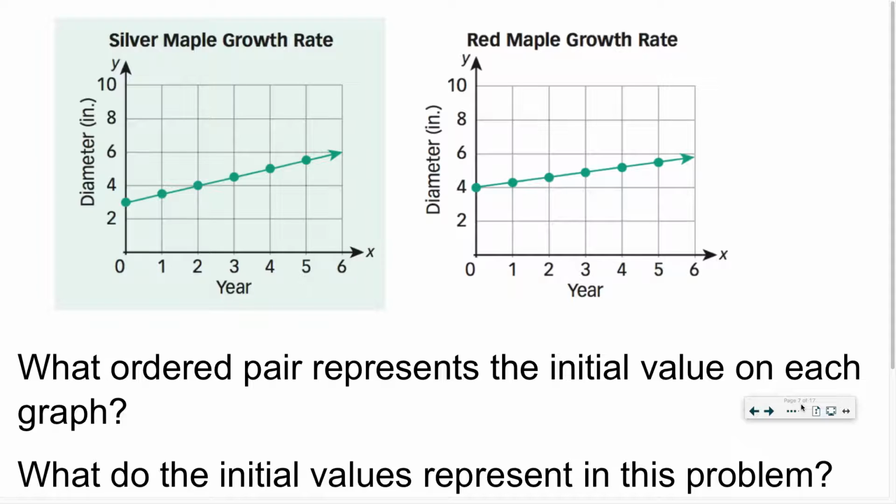Okay, so the silver maple and the red maple are there. We were given the silver maple, and we just graphed the red maple. So this is just like the actual picture of it. How do I find the initial value on the graph?